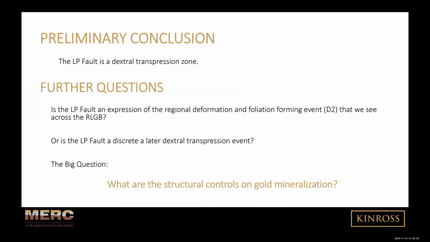So we have a lot of questions that we still need to answer, obviously. Is the LP fault an expression of the regional deformation and the foliation-forming D2 event that we see across the Red Lake greenstone belt? Are we seeing just that same Red Lake mine trend? Or is this a discrete, later dextral transpression event that is unrelated to D2? And finally, what are the structural controls on gold mineralization? Is the LP fault concentrating it, or are we seeing, essentially we want to get into, without too much bias, what exactly is controlling the gold mineralization?